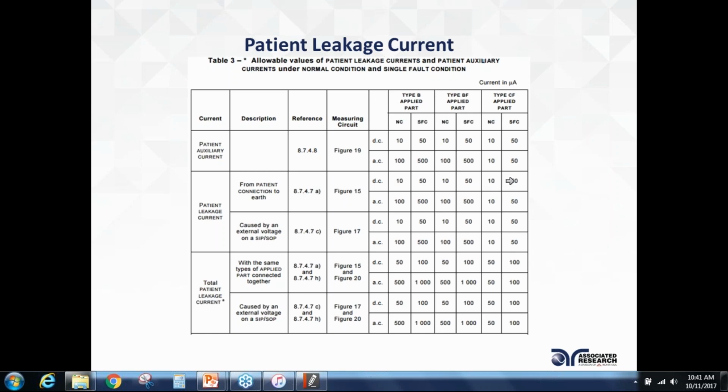So when you're buying testers, you have to make sure the testers are able to measure sufficiently down into 50 microamps with good accuracy. Again, refer to this chart or table to get your high limits for your currents depending on what type of product you have and what kind of applied part you have. It also tells you where to look for these, so the figures that are mentioned here, figure 19, figure 15, 17, and so on.